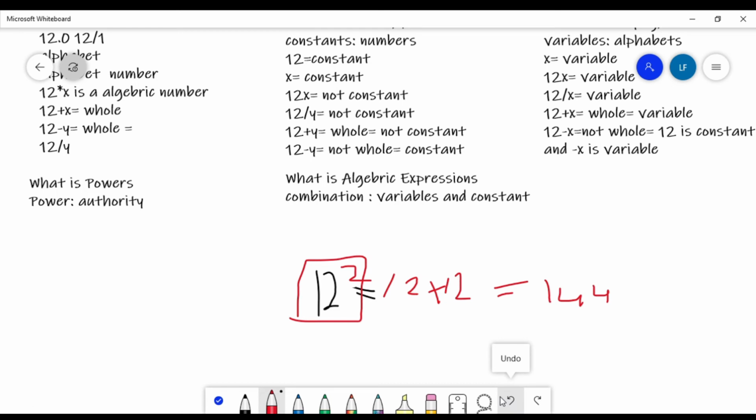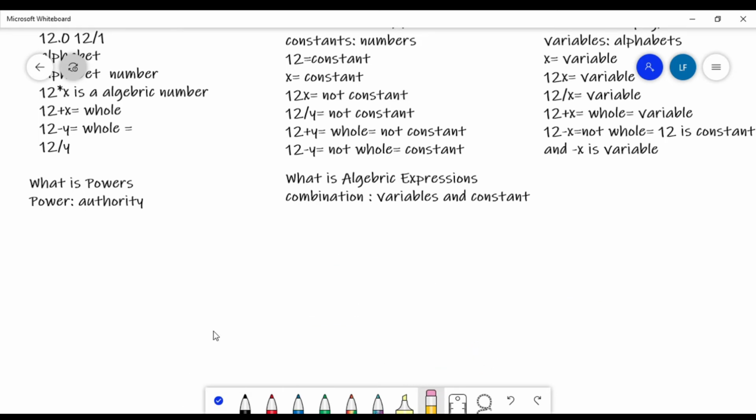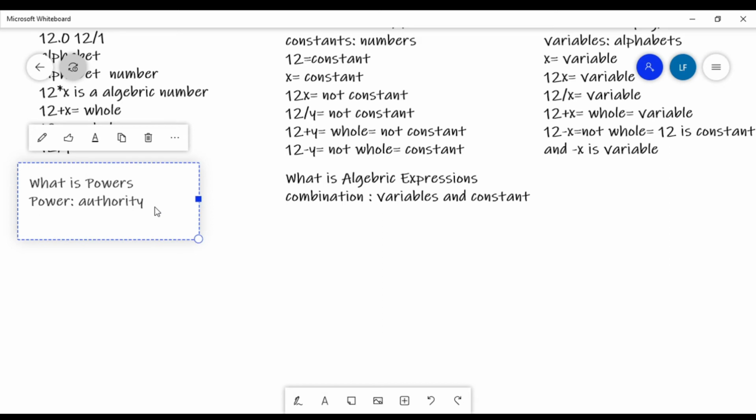When the power of the number is either 2 or 3, we have a specific name for it. We call the power of 2 a square, and we call the power of 3 a cube. Now that we have learned what powers are, we will take a look at them in detail.